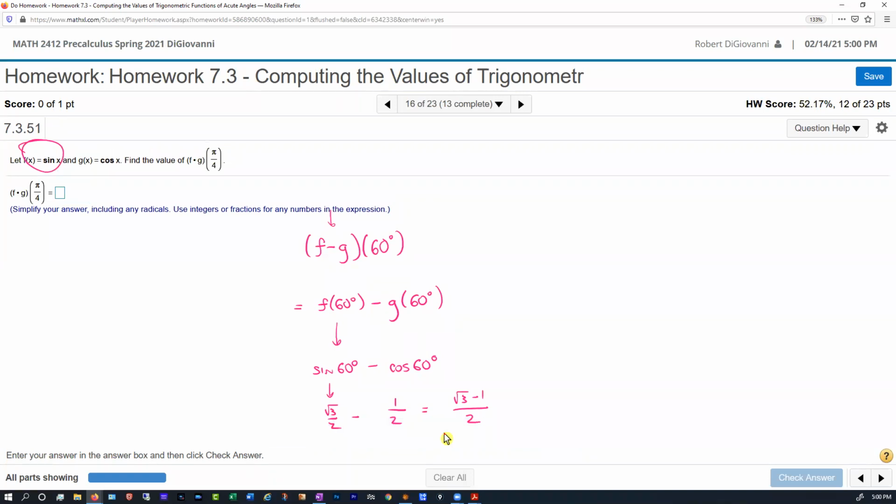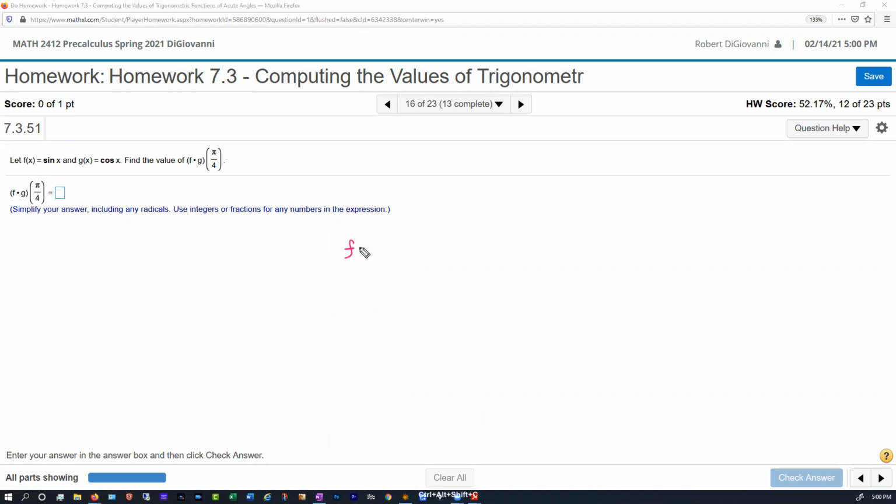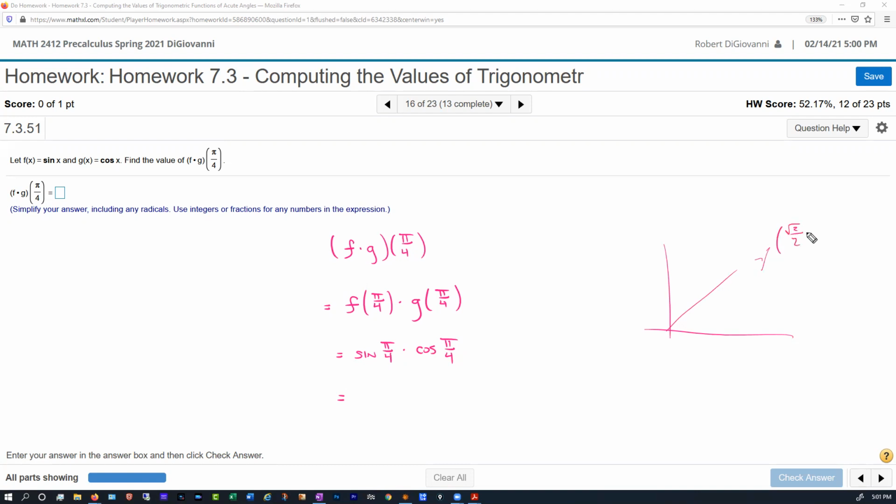All right, this problem is very similar, except a different notation here. We have f dot g of pi over 4. And so again, from college algebra, this means you take the f function, plug in pi over 4, and then multiply the g function at pi over 4. And so the f function is sine, so sine of pi over 4 times cosine of pi over 4. And then you go to your circle, or you go to your angles, the common angle pi over 4, that's like 45 degrees. And that's √2/2. So sine of that is √2/2, and then multiply it times the same thing. And so going straight across, you get 2/4, which is 1/2.